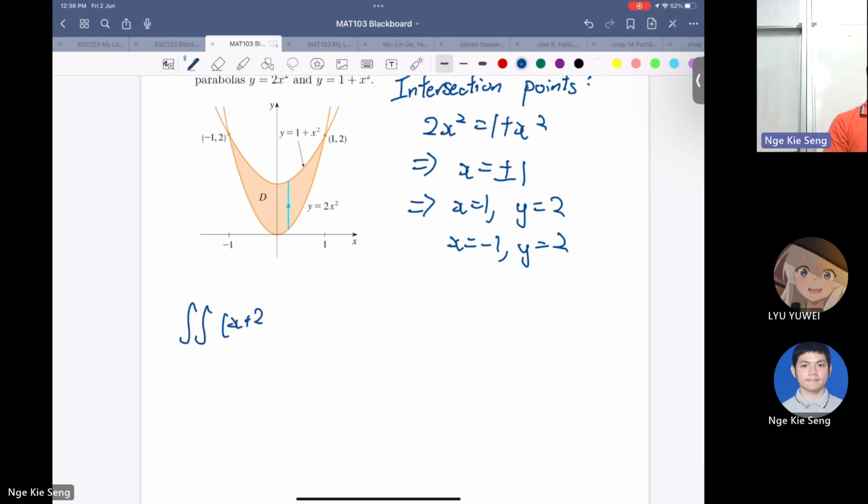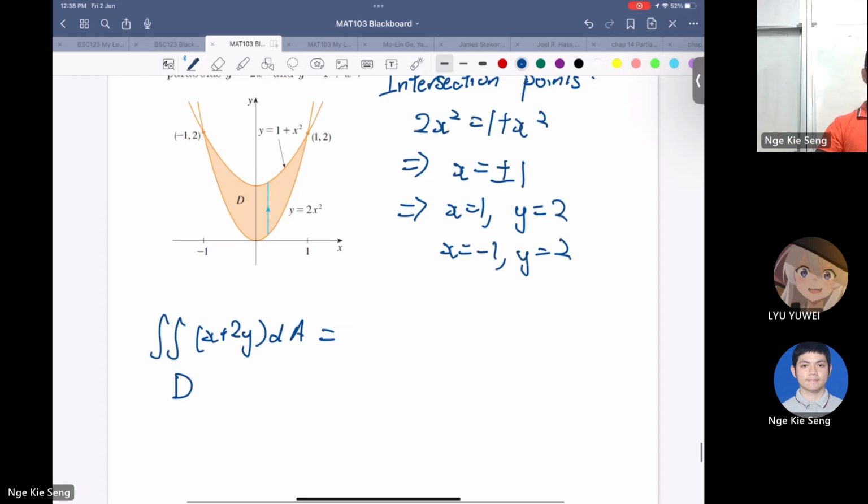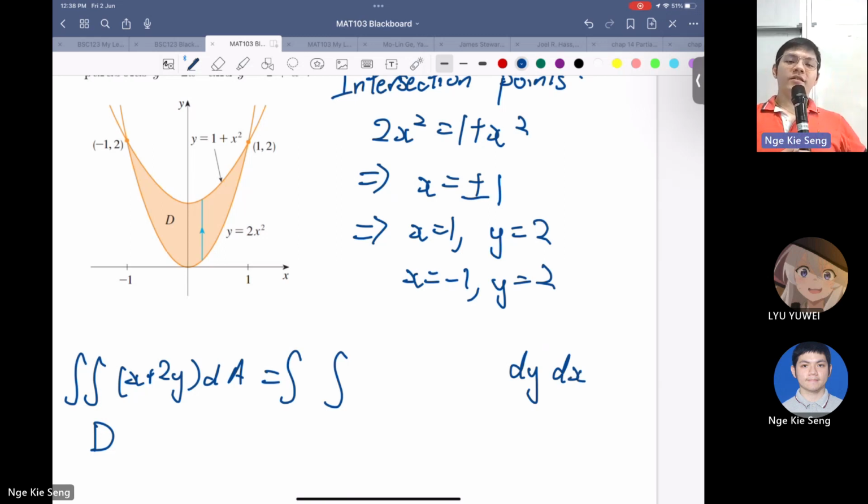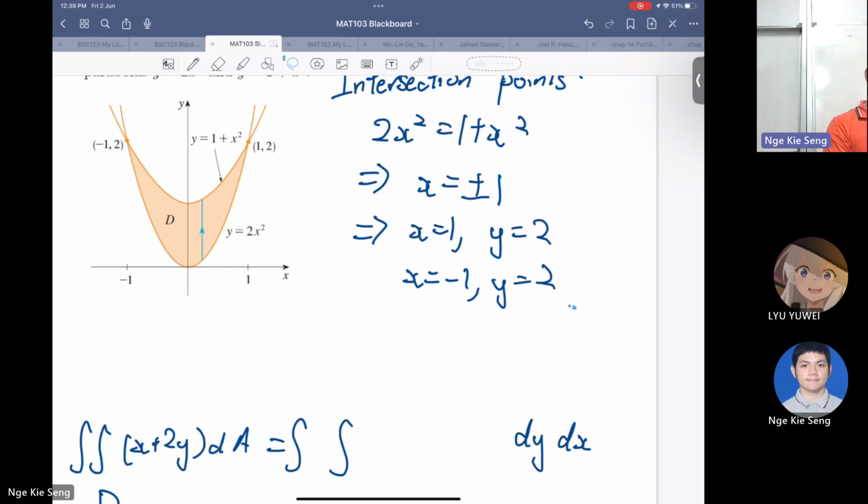So how do we compute this double integral? Any idea on how to set up the integration domain? Which one is a function of which? Okay, y is a function of x. So what kind of functions control it?